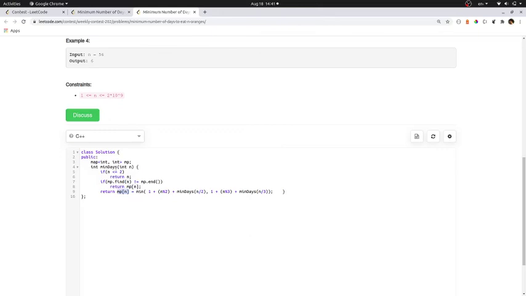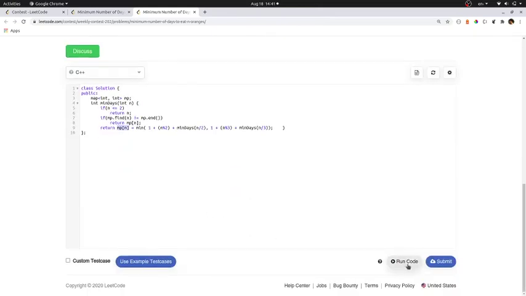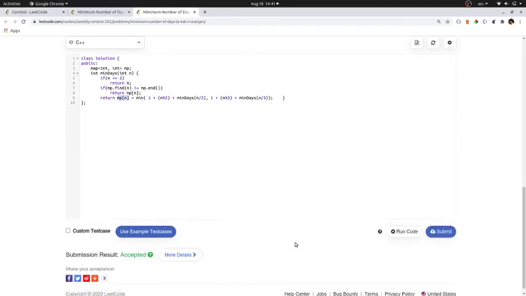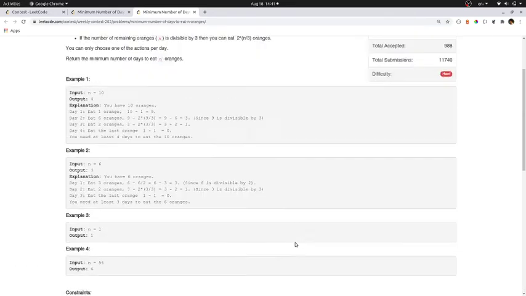So it is just 3 lines of code, and you can see that it gives us accepted. So that's all for the 4th problem.